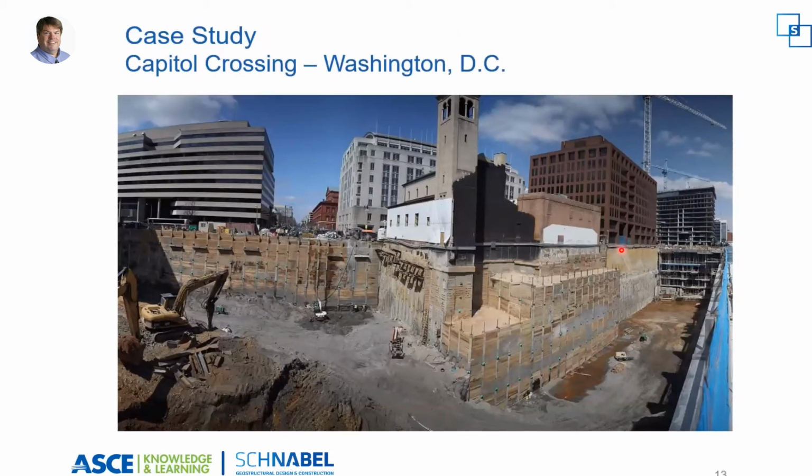So now I'm going to go over our case study, which is the Capitol Crossing in Washington, D.C. I'm going to do an overview of the project, but it was pointed out to me today that there's also a feature article on this project, which goes over the general history of the project, in the latest issue of Geostrata. So if you want some more information about this structure, I suggest you read that article.